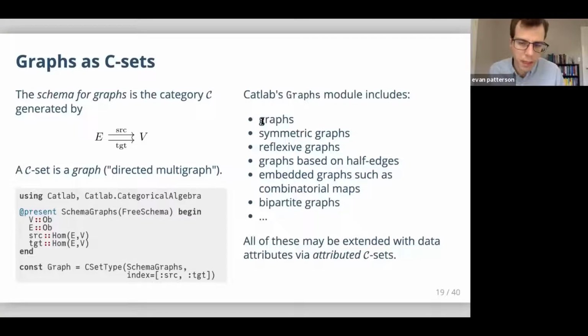So the basic types of graphs that category theorists know and love, such as graphs, symmetric graphs, and reflexive graphs, variants of graphs based on half edges, various notions of graphs that are embedded in a surface, such as combinatorial maps. There are data structures for bipartite graphs, and so on and so on. And moreover, you can extend these with data attributes if you want, via a device we call attributed C-sets.